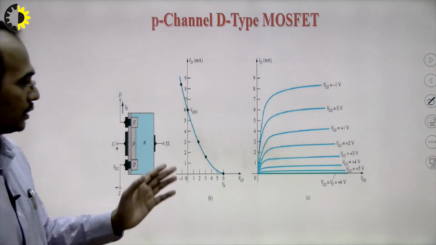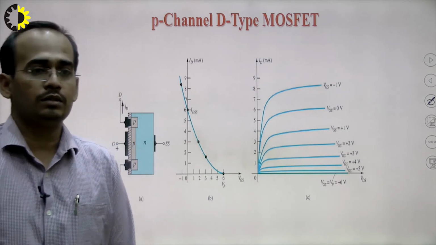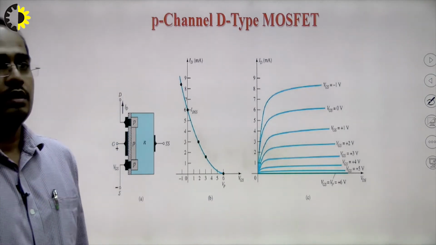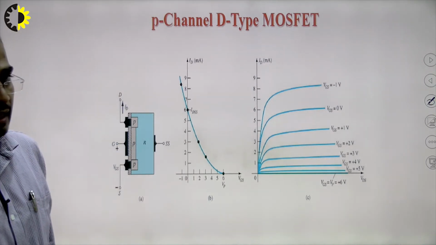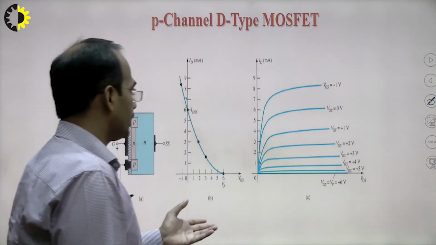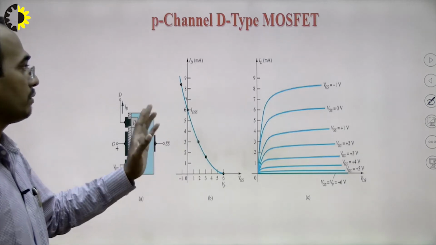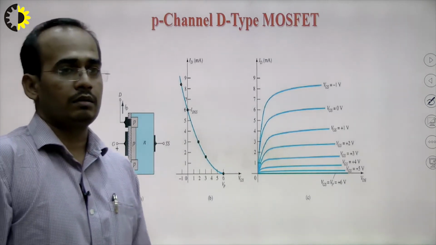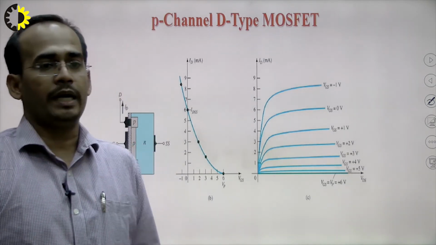I will consider these three conditions. You can explain the P channel depletion type MOSFET yourself, as I have explained the N channel depletion type MOSFET. The output characteristic will be drawn between ID and VDS, and the transfer characteristic will be drawn between ID and VGS.